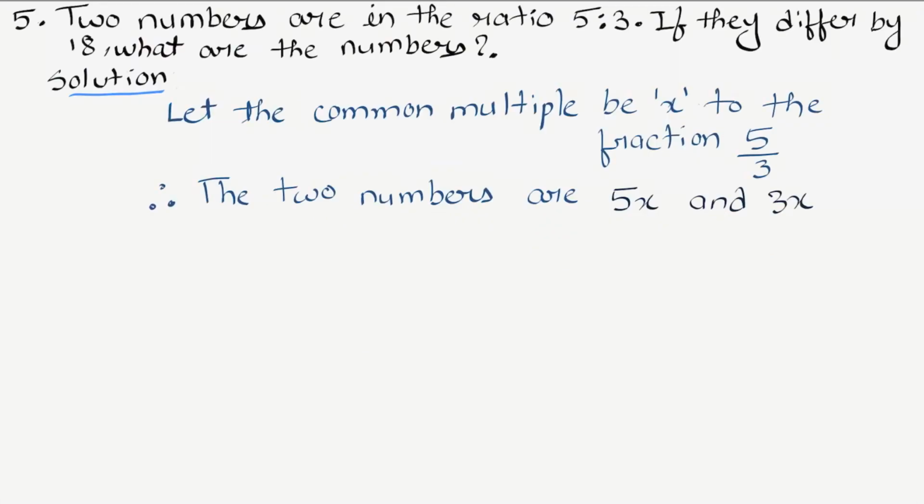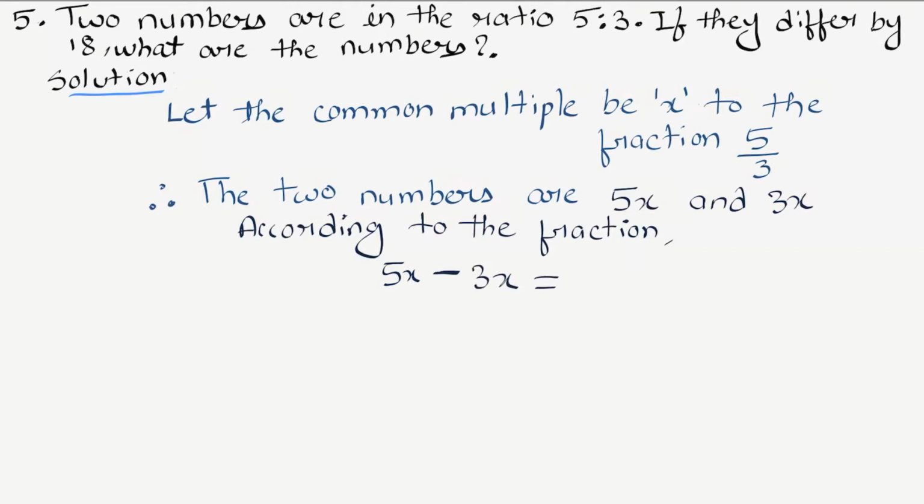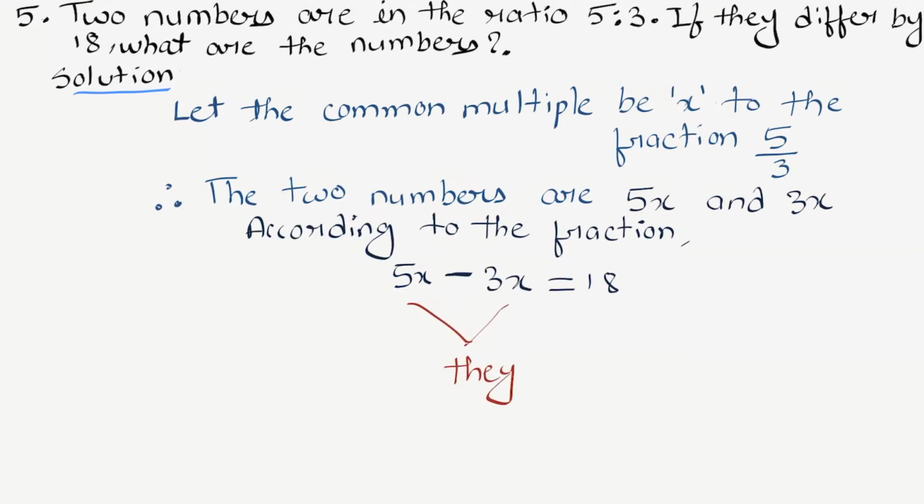Similarly, in 5x, 5 is the greater number, which is multiplied to the common multiple x, so this would be the greater number. 3 is the smaller number which is multiplied to the common multiple x, so this would be the smaller number. So we go according to the condition given in the question, that is, they differ by 18. Differ means subtraction, so you are going to write a minus sign there. When the smaller number is subtracted from the bigger number, you get the result as 18. So when 3x is subtracted from 5x, you get the result as 18, so on the RHS side, 18.